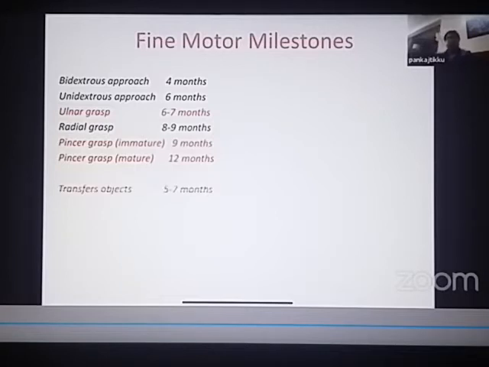Some more milestones: transfers objects. So when does the child transfer objects from one hand to another hand? Shift of objects from one hand to another hand. So when does the child transfer objects from one hand to another hand? At the age of 5 to 7 months. So between 5 to 7 months, he can transfer objects.